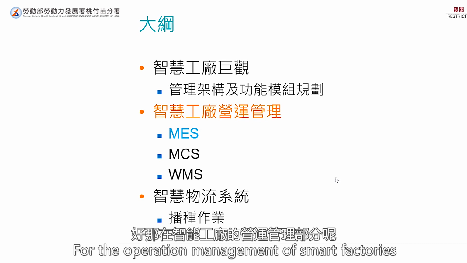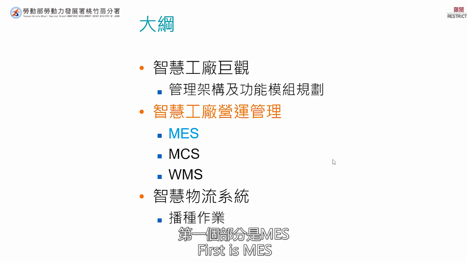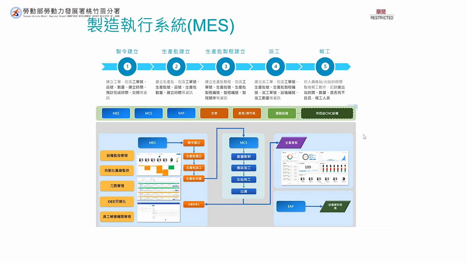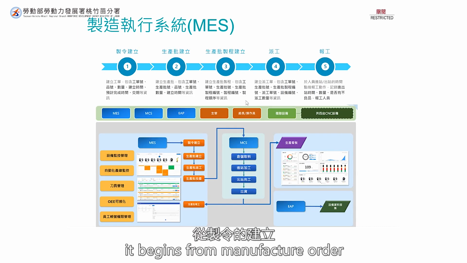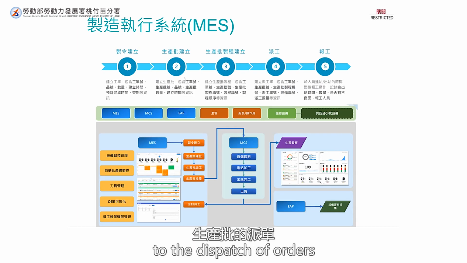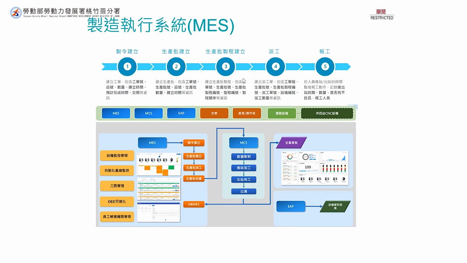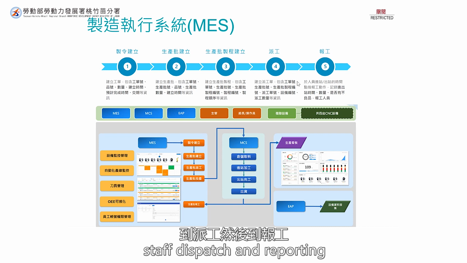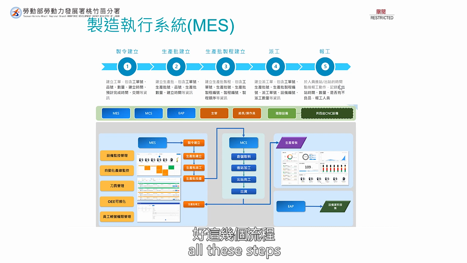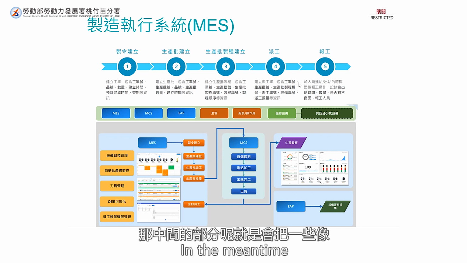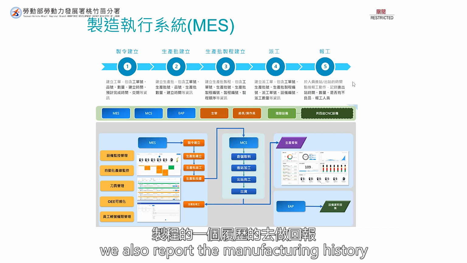For the operation management of smart factories, there are three main themes. First is MES. As to MES, it begins from manufacturer order to dispatch of orders, establishing batches, staff dispatch, and reporting. All these steps. In the meantime, we also report the manufacturing history.